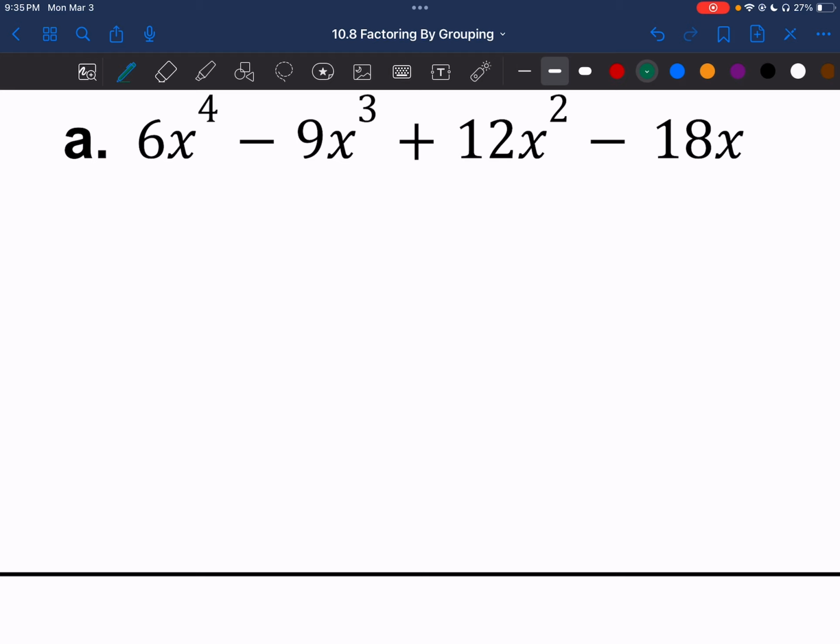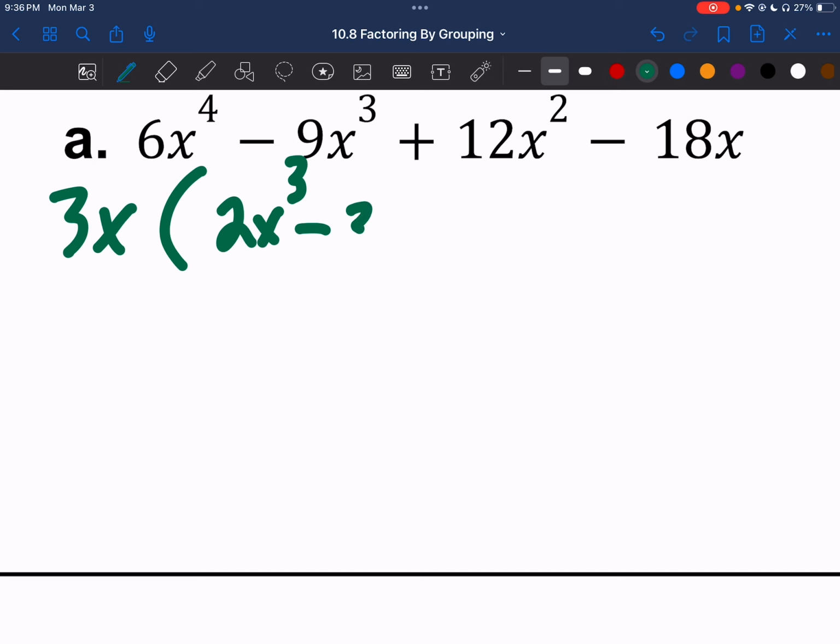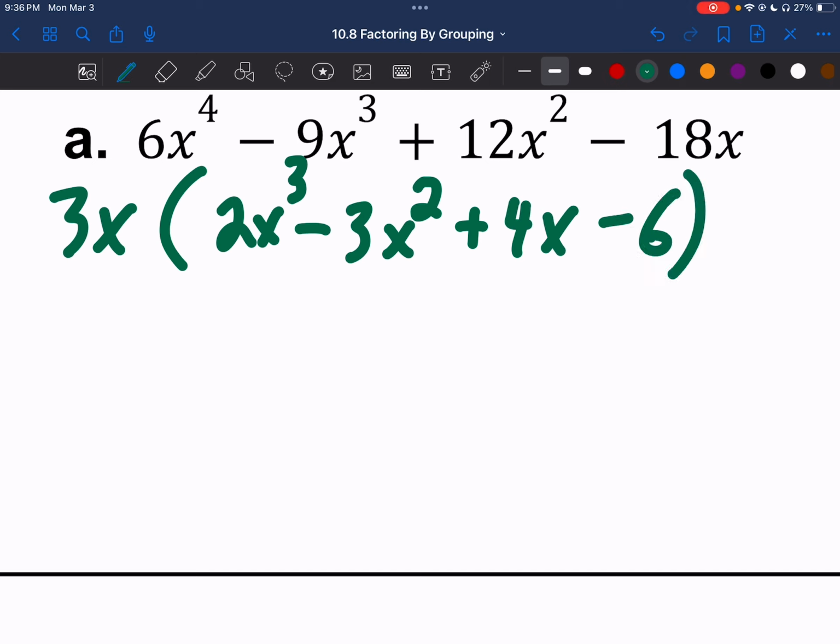Look for a GCF. So I have 9x to the fourth minus 6x to the fourth minus 9x cubed plus 12x squared minus 18x. Do I have a GCF? I do. And it's a 3x. And then in the parentheses, we've got 2x to the third minus 3x squared plus 4x minus 6.